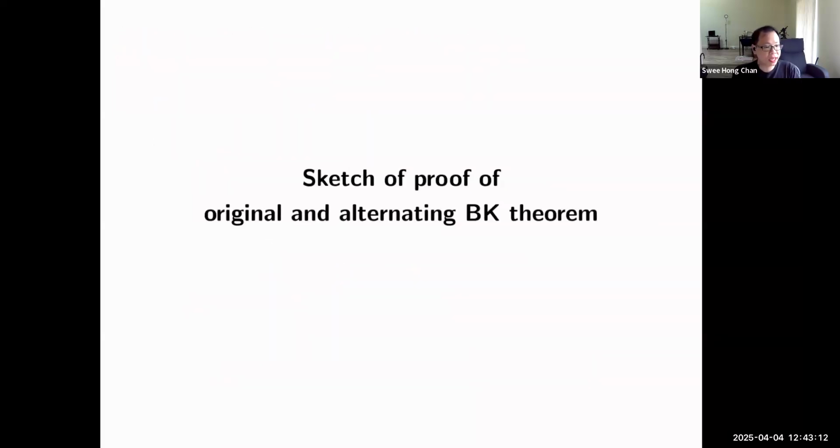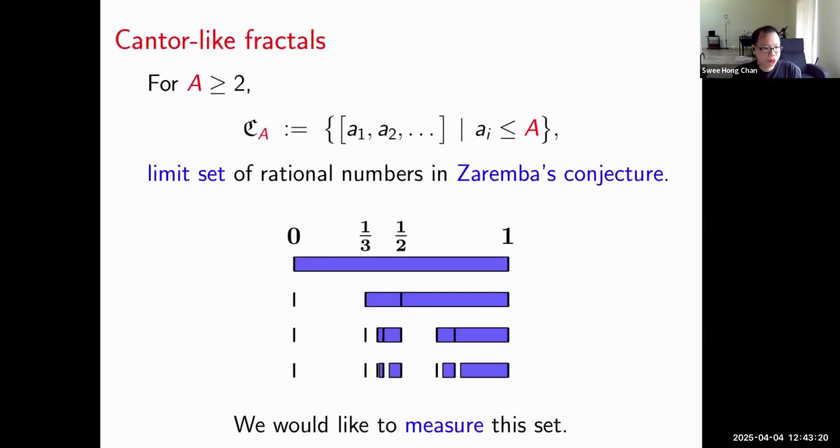Okay, if there are no questions, then let me just give a very quick sketch of the proof of both the original BK theorem and the alternating BK theorem. To prove the original BK theorem, we actually need to now switch from number theory to fractal geometry. So consider the following set of fractals, where this is the set of all real numbers such that all of the continued fraction expansion coefficients are less than A.